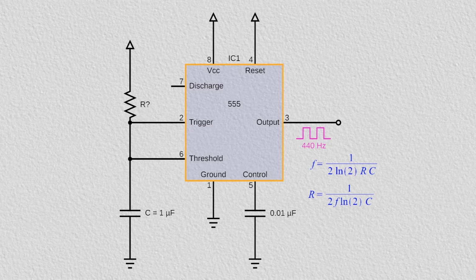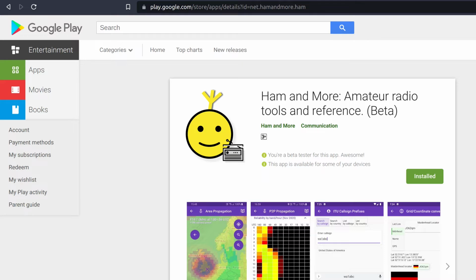The closest common standard resistors are 1.5K and 1.8K, but using 1.5K would give a frequency of 480 Hz, and using 1.8K would give a frequency of 400 Hz. Both are more than a semitone out of tune, so let's do better and calculate a resistor network to give the correct resistance. To do that, we'll use a circuit design feature in the free Hammond-Moore app.